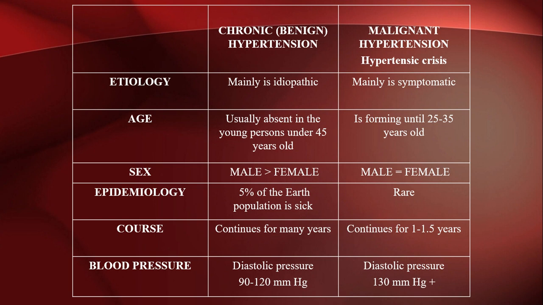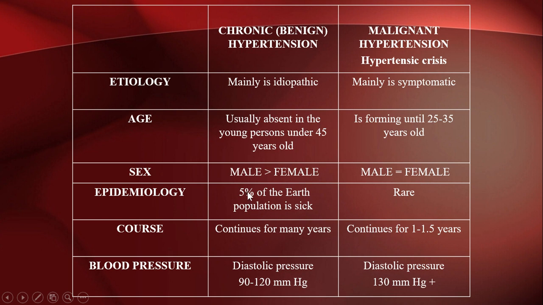Here you see the comparison between the chronic or benign hypertension and the malignant hypertension, which we call the hypertensive crisis. The etiology of chronic hypertension is mainly idiopathic, but the etiology of malignant hypertension is mainly symptomatic. Chronic or benign hypertension is usually absent in young persons under 45 years old, while the hypertensive crisis forms at 25-35 years old. Chronic hypertension mainly affects males more than females, but the hypertensive crisis is equal in males and females.